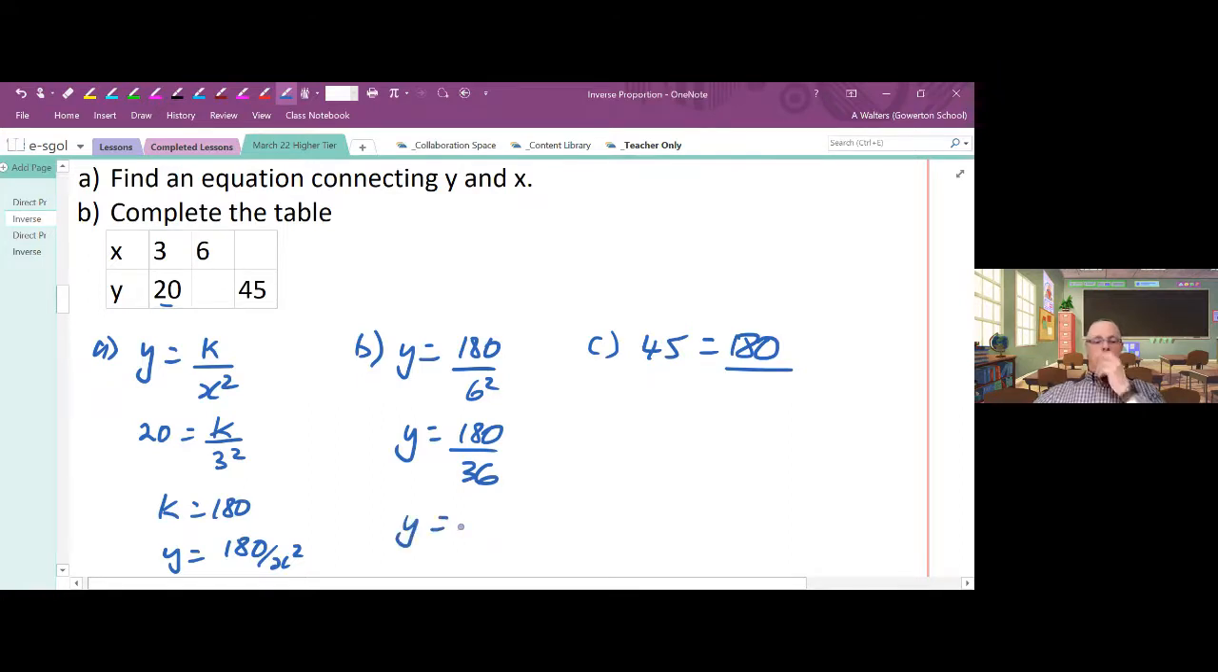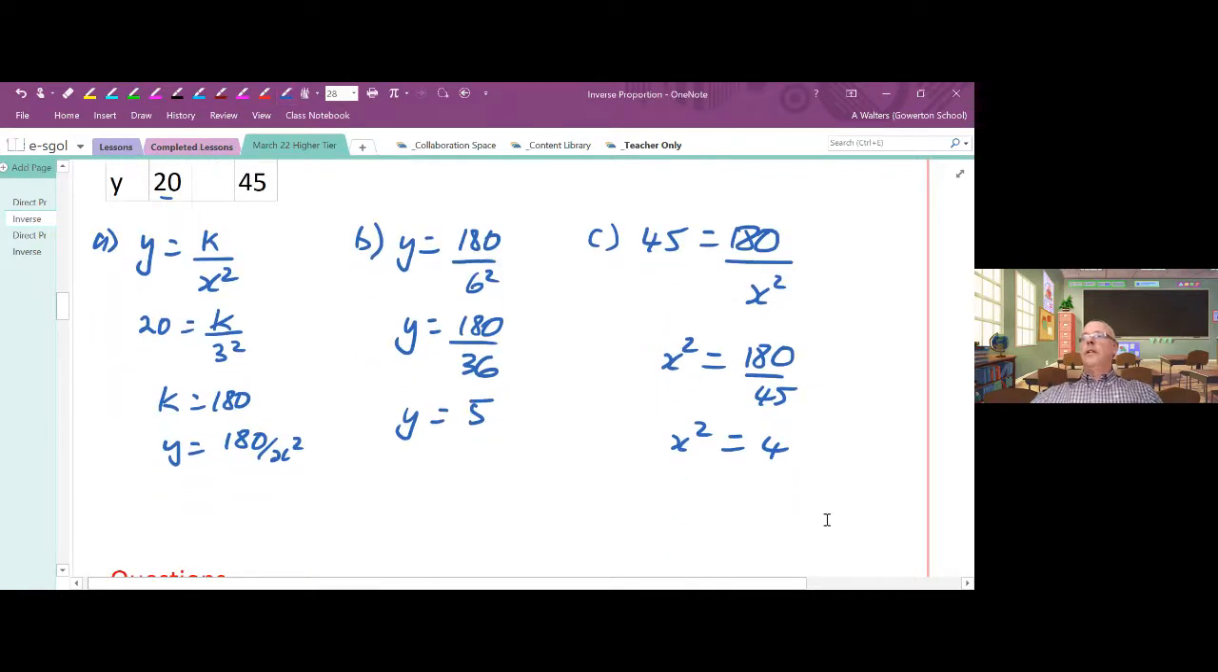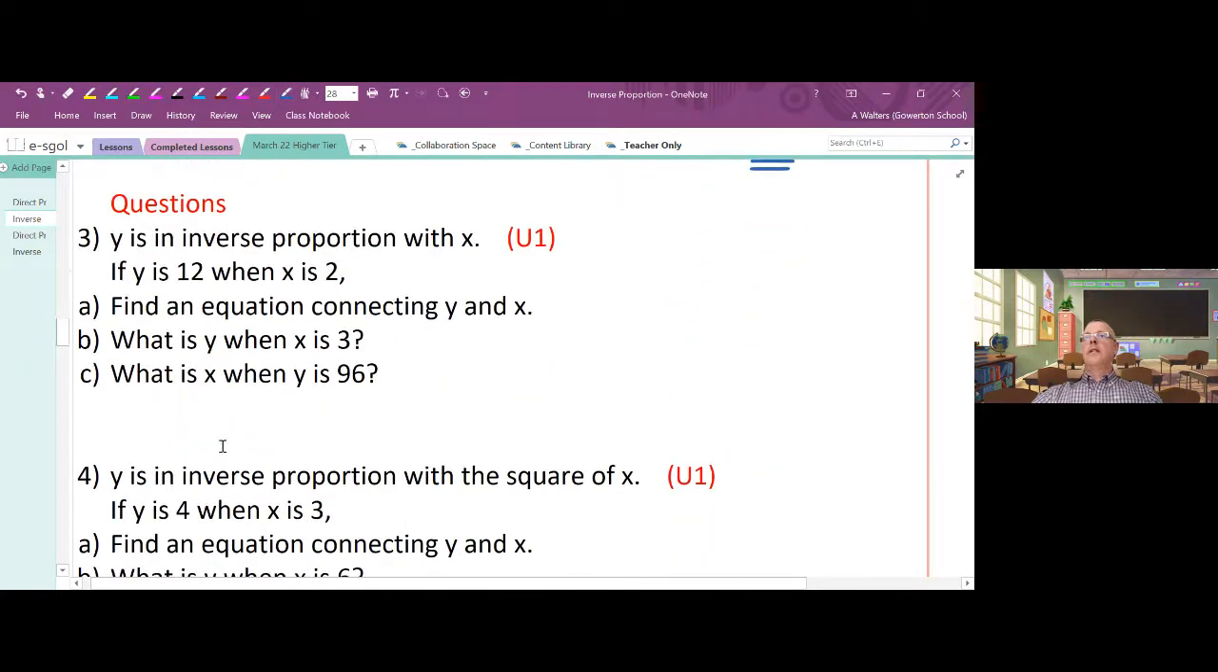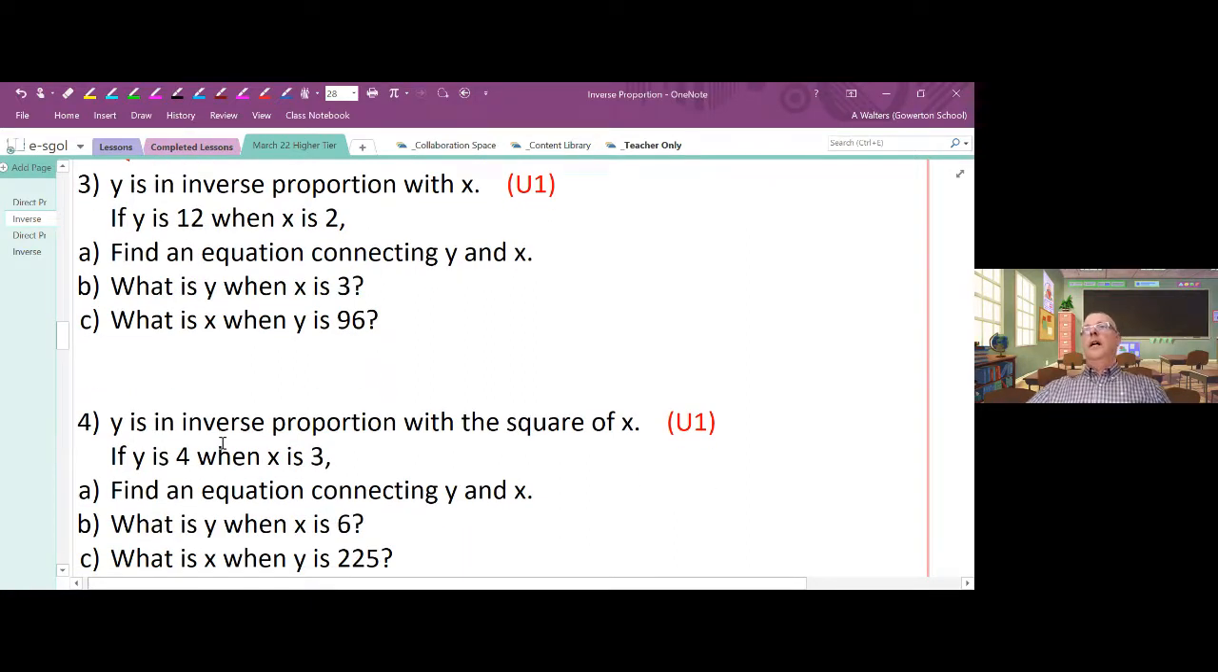Okay, so you can tap that out on a calculator or not. 180 shared by 36 is 5. It might take a bit longer without the calculator. On the next question, y is 45, so 45 is 180 over x squared. You swap these over, you rearrange them, x squared is equal to 180 over 45. How many 45s go into 180 is 4, so x squared is equal to 4. And we'll come back to what we were doing on the first sheet. So x has two values, a +2 and a -2. So I think you should look at these two questions. If you can, pause the screen and press play when you're ready.